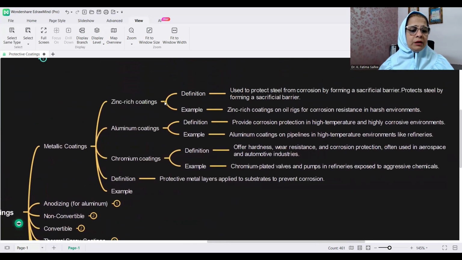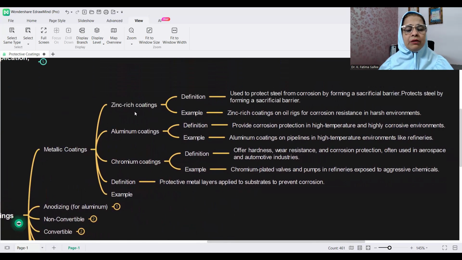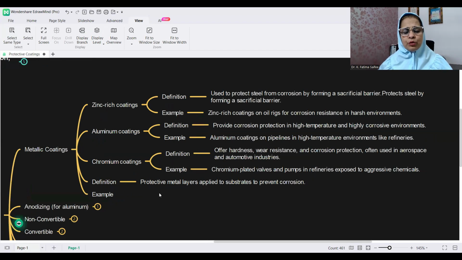If I am moving here, you will get metallic coating. We have used zinc primer also, so now again it is coming in the form of a metallic coating. Vice versa, you have to understand the terms. Zinc-rich coating, aluminum coating, chromium coating, all these come under the metallic coating. Wherever there is a coating made from metal dust, that is called a metallic coating.